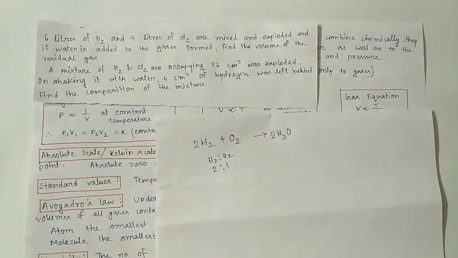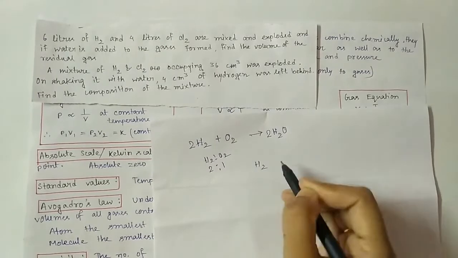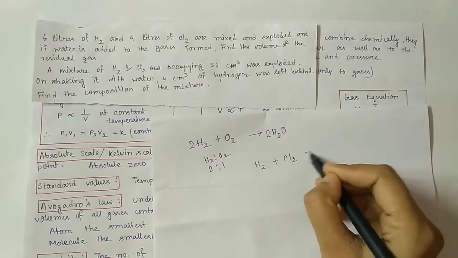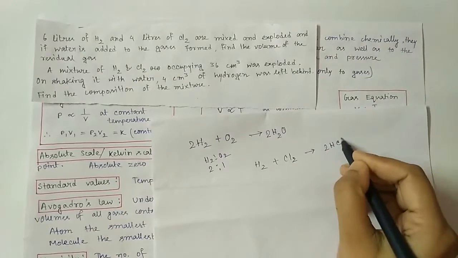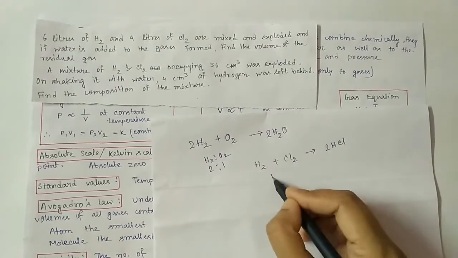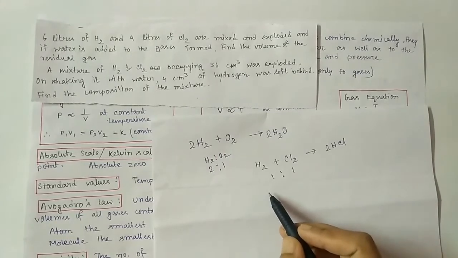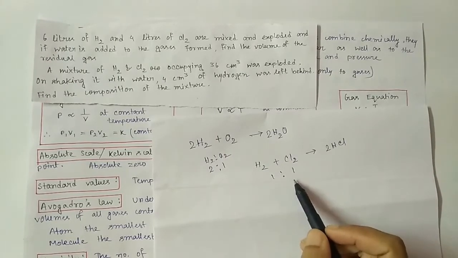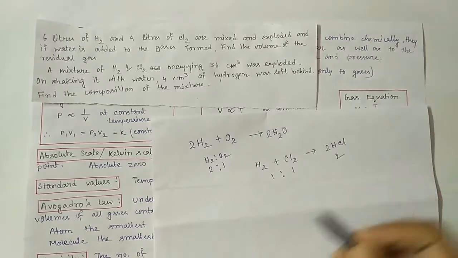Now there is a question: 6 liters of hydrogen and 4 liters of Cl2 are mixed and exploded, and if water is added to the gases formed, find the volume of the residual gas. So first see that there are 6 liters of hydrogen and 4 liters of Cl2, and we know when hydrogen and chlorine gas combine, they always produce HCl. And here the reactants will be in a 1:1 ratio. That means the same volume of hydrogen and chlorine gas reacts to produce 2 volumes of HCl.